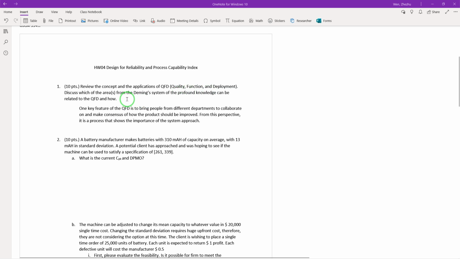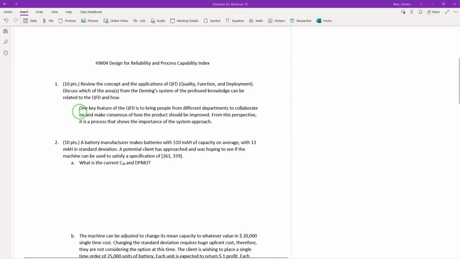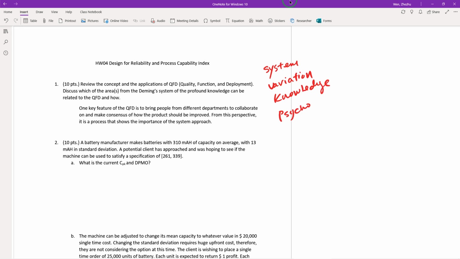So your answer may vary, okay? This is my answer. So whatever argument you're trying to make, it has to make sense. Okay, so if you think about Deming's system of profound knowledge, it mentions 4 elements: the appreciation of a system, understanding the variation, and the theory of knowledge, and the last item is psychology, okay? You need to understand psychology. You need to understand how the human mind functions.